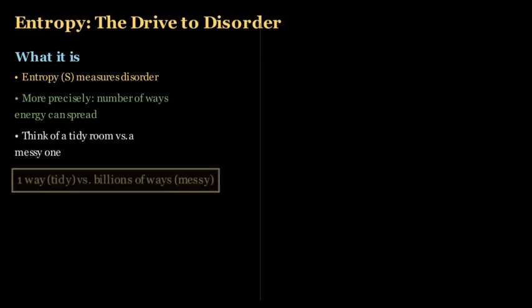There's really only one way for every single book, sock, and pencil to be in its exact, designated spot. That's a low entropy state. Now, a messy room has countless arrangements. The sock could be on the lamp, the book under the bed. That's a high entropy state, with energy and matter distributed in many more possible ways.